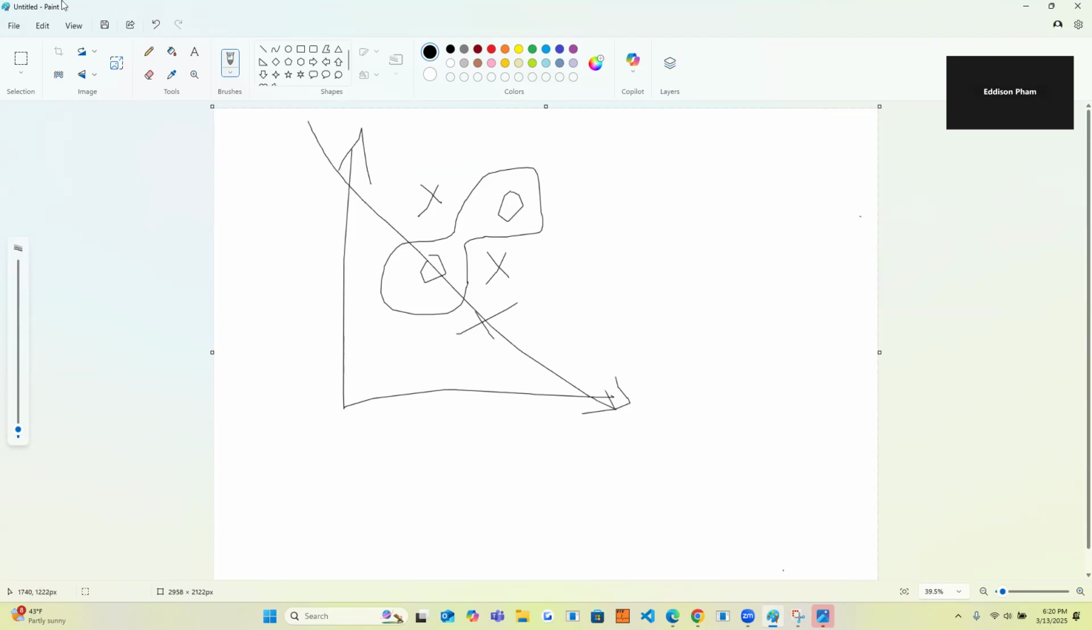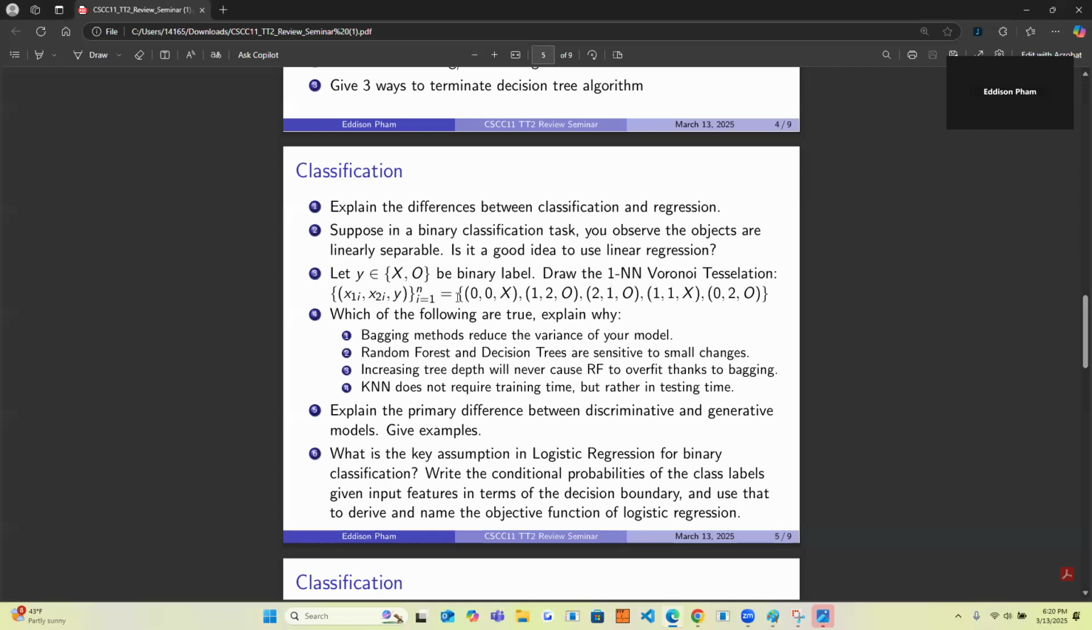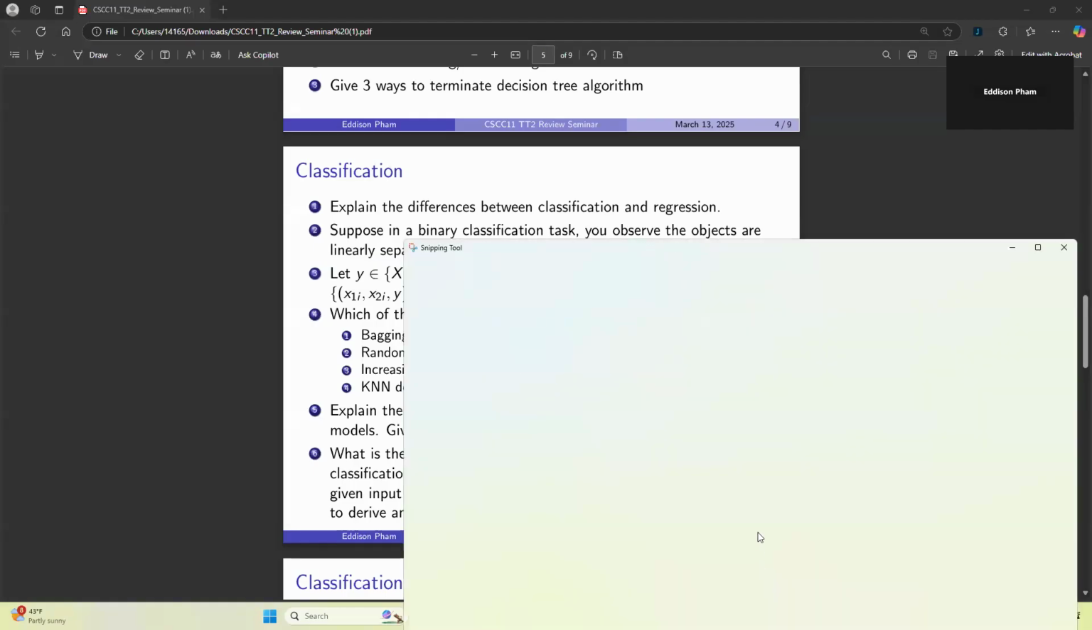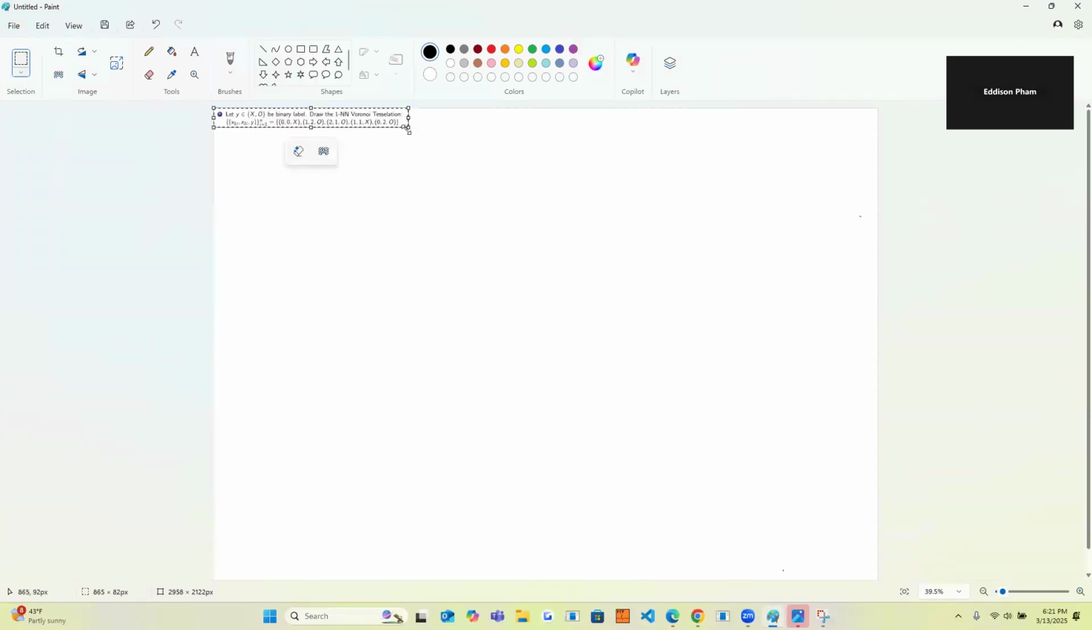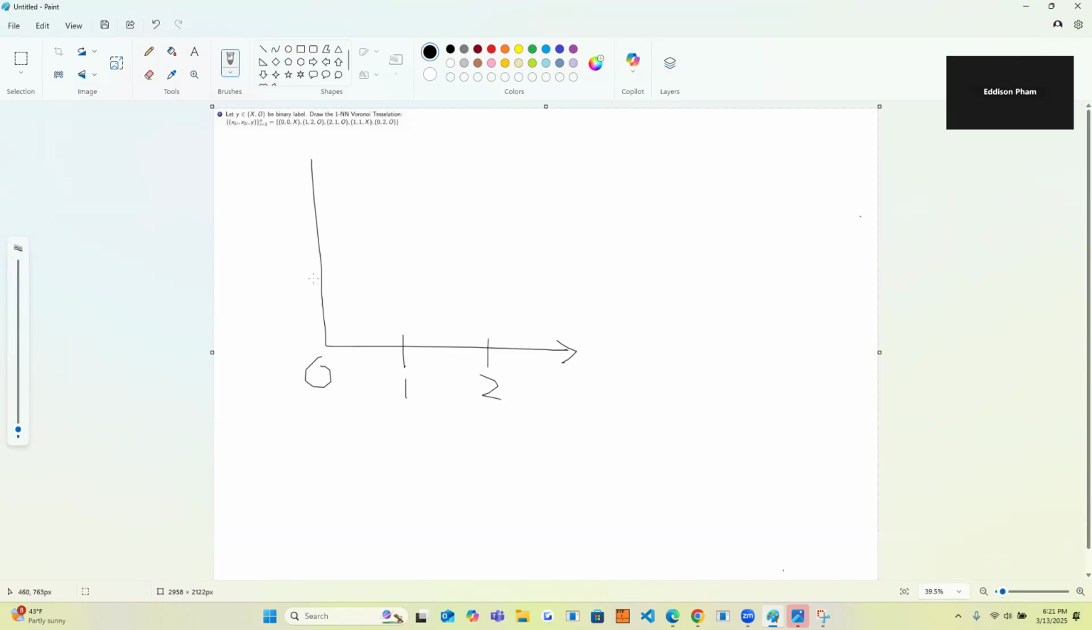All right. So the question tells you to find the Voronoi tessellation diagram for this set of points. So let me take a screenshot of this really quickly. Put it right here. Now, let's draw the diagram. So we have 0, 1, 2 on both axes. At the origin, we have an X. Probably be better if I did it in red so you guys can see better. And then the other X is at 1, 1.